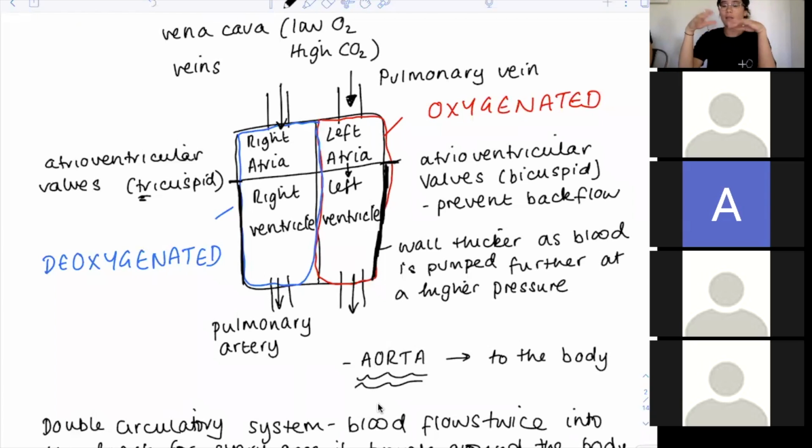And as I said, there's complete separation between the left and right side, and that's to ensure that there's no mixing of oxygenated and deoxygenated blood. And as Amna has said, we call this the septum, the separation, but I haven't seen a question particularly on IGCSE or GCSE that asks you to name that.